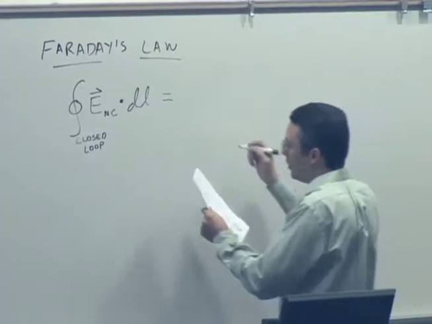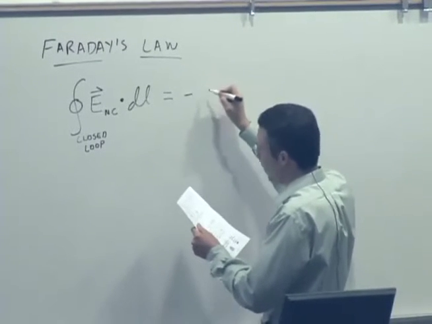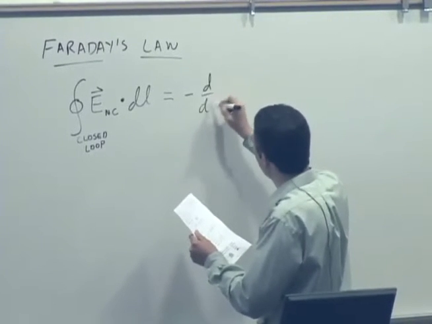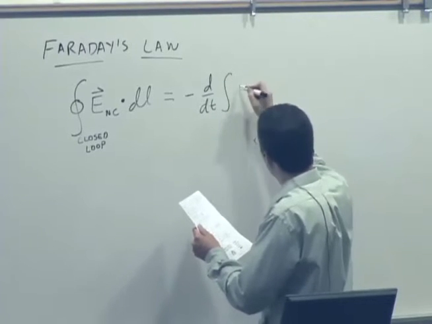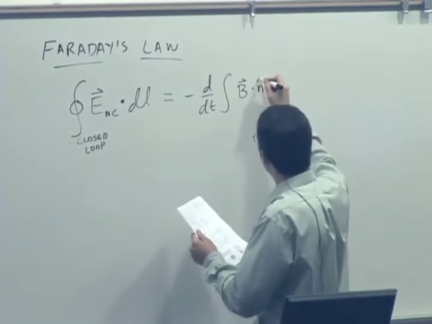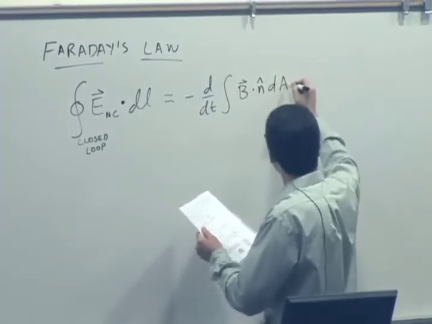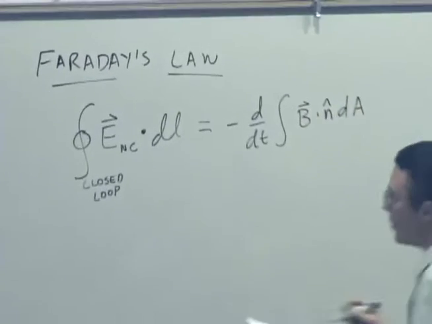that is associated with a rate of change of magnetic flux through that loop. And we'll do more with this today in terms of calculations. We could also write this.